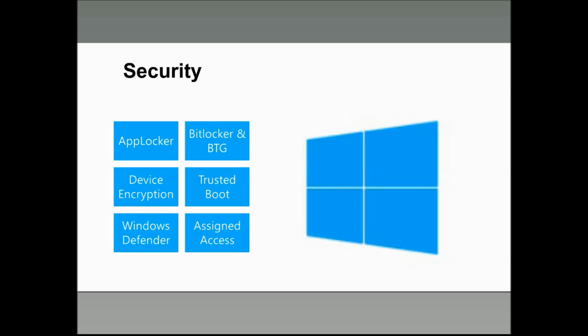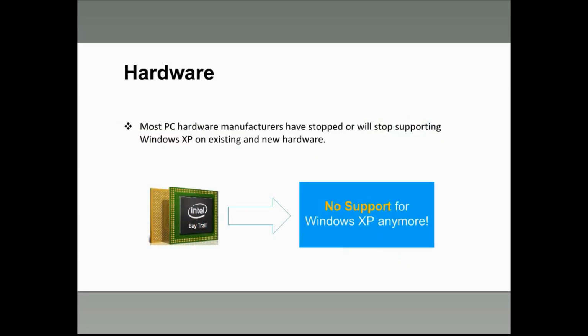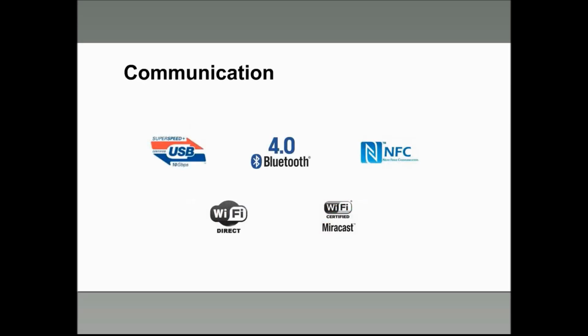But it's not only about security. You have different advantages. I talked about hardware. They will be discontinuing drivers and silicon support as we move forward. So I just wanted to mention some of the technology that Windows 8 actually provides compared to XP. So one of them is USB 3, right? Or the latest version of Bluetooth, 4.0, Wi-Fi Direct, Miracast, near field communication. All those are technologies that are built into Windows Embedded 8.